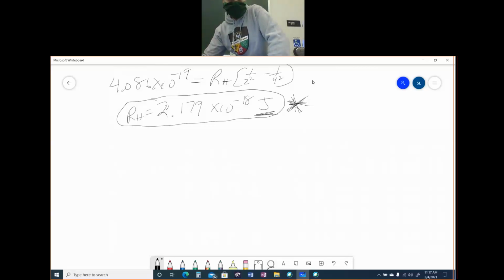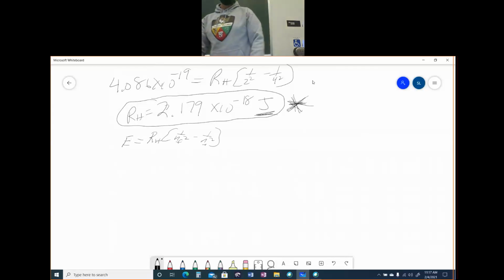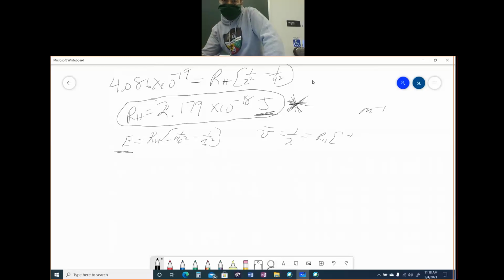All right, and so your equation that you would use is E is equal to the Rydberg constant, 1 over n sub f squared minus 1 over n sub i squared, and then you would plug in your Rydberg in energy. So if the Rydberg units are energy, then you're getting energy in joules. If the Rydberg constant's in meters to the -1, then you're getting 1 over the wavelength, which is the wave number, is equal to the Rydberg constant, 1 over n sub f squared minus 1 over n sub i squared.